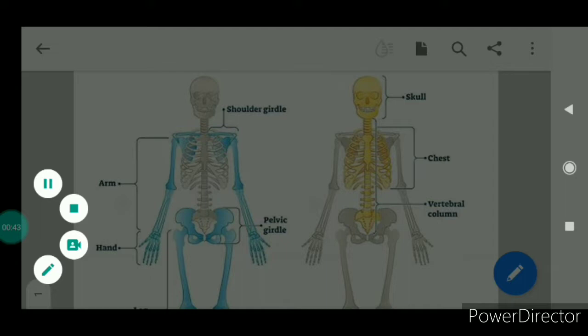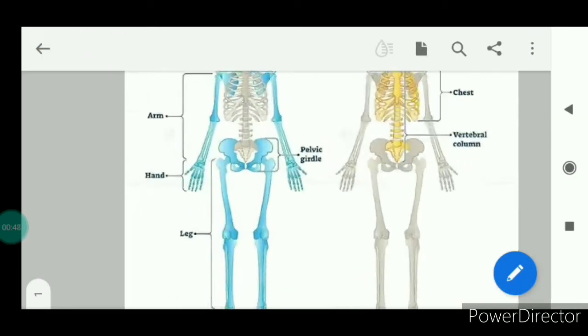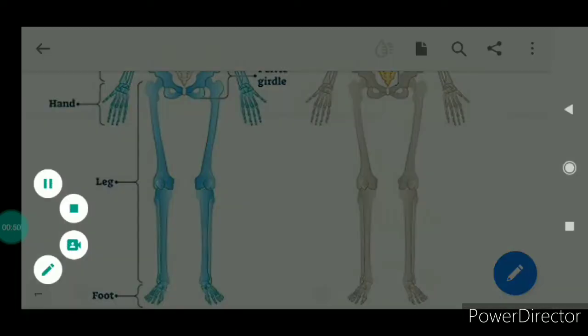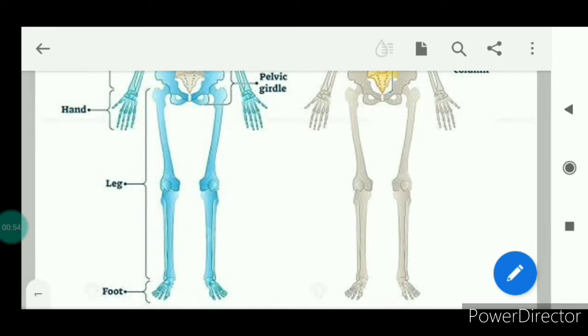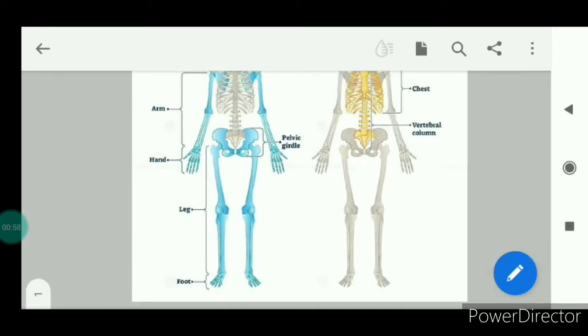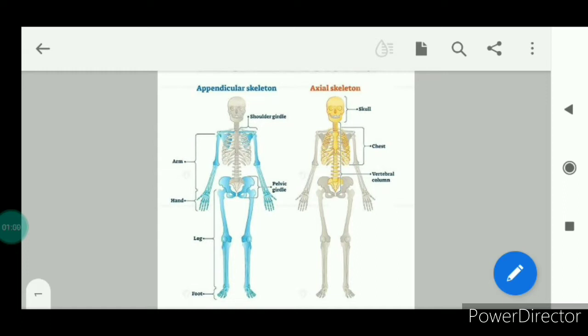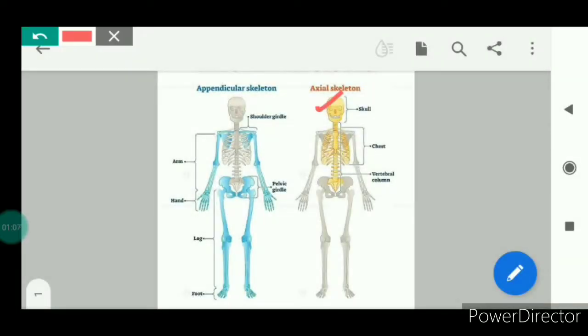Let me show you. We can see here these are the bones of legs. We'll see this in detail after some time. So this was the overview of the axial and the appendicular skeleton system. Now let's study the axial skeletal system in detail. As I told, it consists of skull. So first we start with the skull.